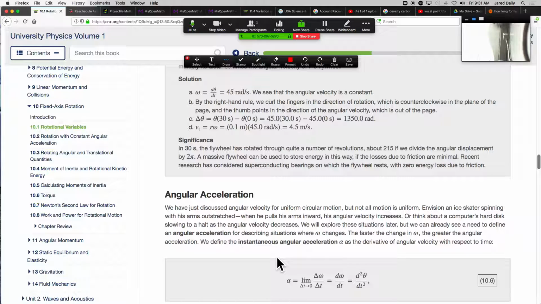You think 1350 radians in 30 seconds? That's moving, right? But in your car, do any of you have a car with an RPM, a tachometer on it? What does it normally read when you're driving? 2,000 to 3,000, somewhere in there? Yeah. Depends on the car.